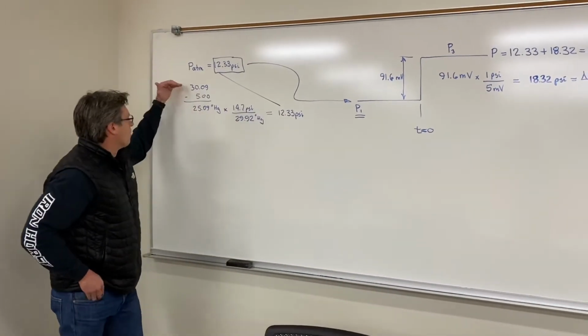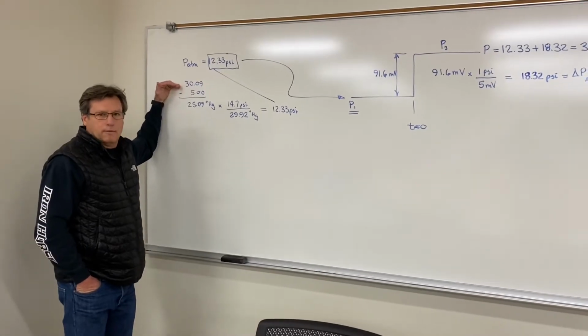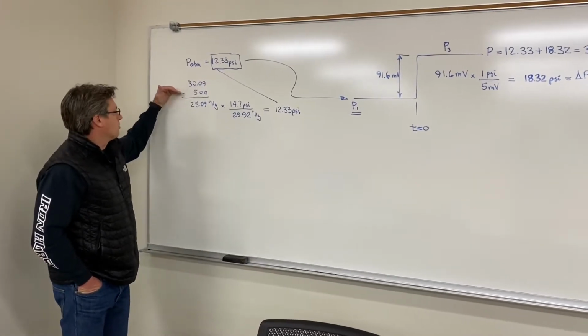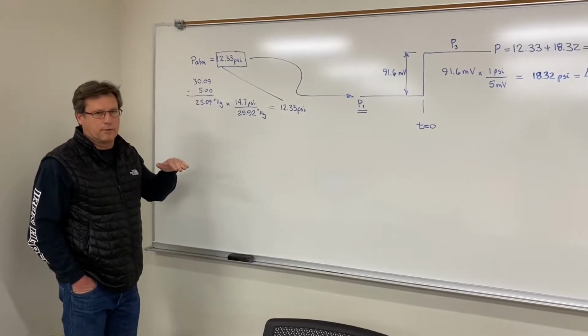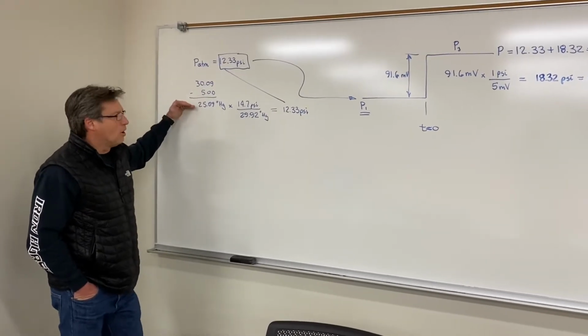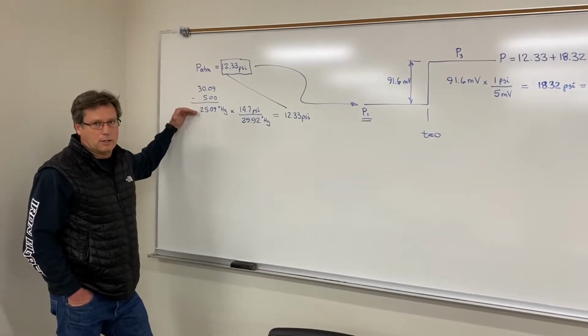All right, so we're going to adjust that because we're not at sea level. We're at 5,000 feet, so we're going to subtract off 5 inches of mercury. That is 1 inch per every 1,000 feet above sea level, and that takes us to a local atmospheric pressure of 25.09 inches of mercury.